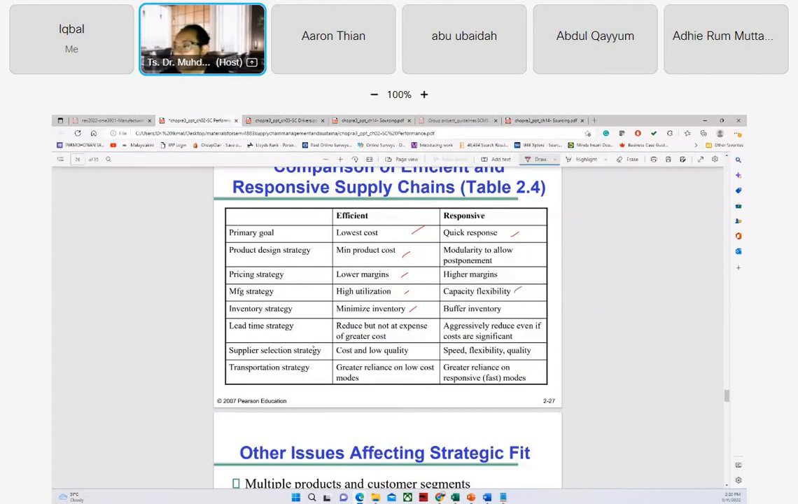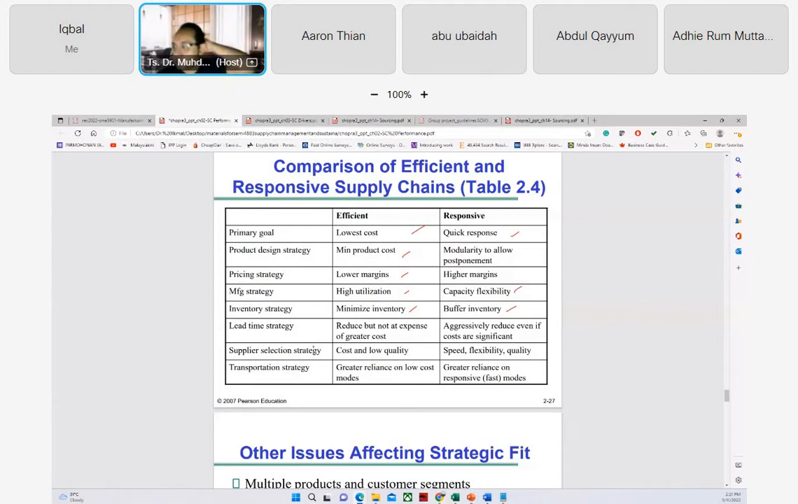Okay. And also this one, inventory: minimize inventory for efficiency, and buffer inventory for responsiveness. So normally when we want a very highly responsive system, you are going to have a buffer, a certain buffer, what we call security stock. But it has to be within limits. Your EOQ and your min-max should be controlled.